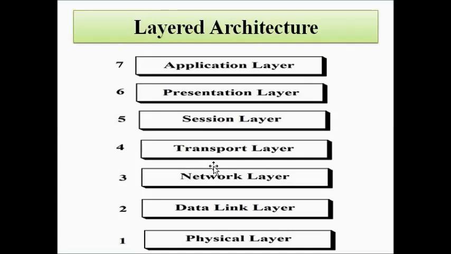And each data has to pass through these 7 layers. It has to be processed through these 7 layers, and each layer has its own specific task in the processing of the data and its transmission. So in this video we are going to discuss about the concepts related to the second layer, which is the data link layer.